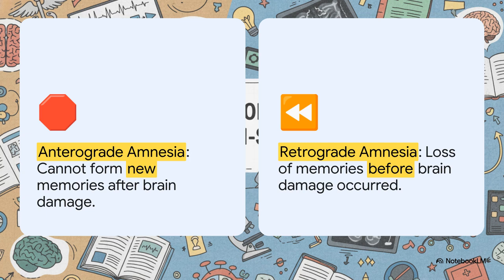We classify these amnesias pretty cleanly. First, we have anterograde amnesia. This is when a patient cannot form any new memories after the brain damage occurs. On the flip side is retrograde amnesia. Retro means backward, so this is the loss of memory of events that happened before the trauma.